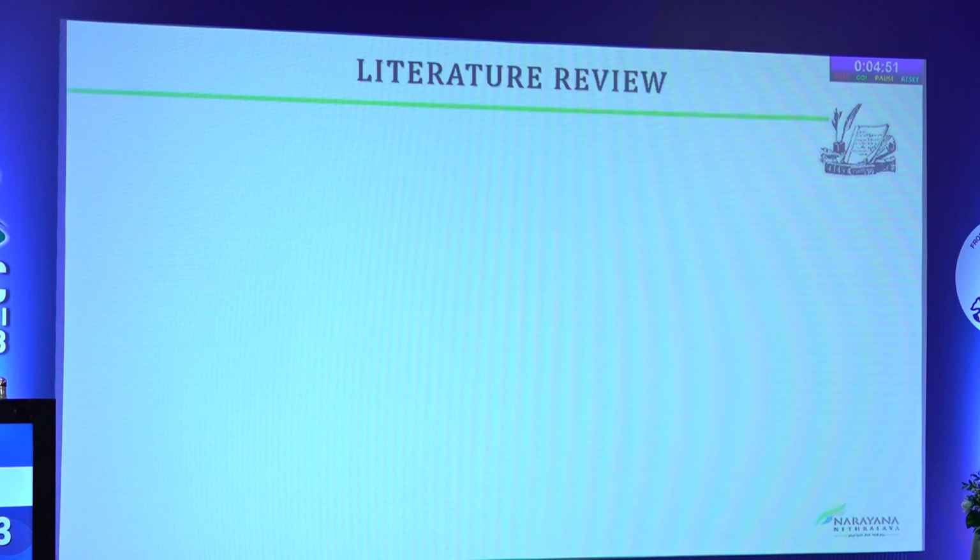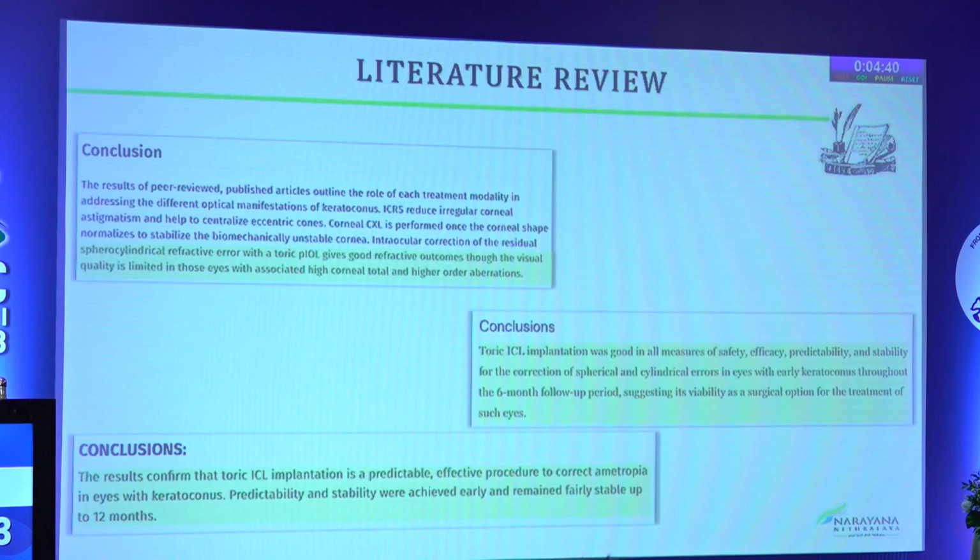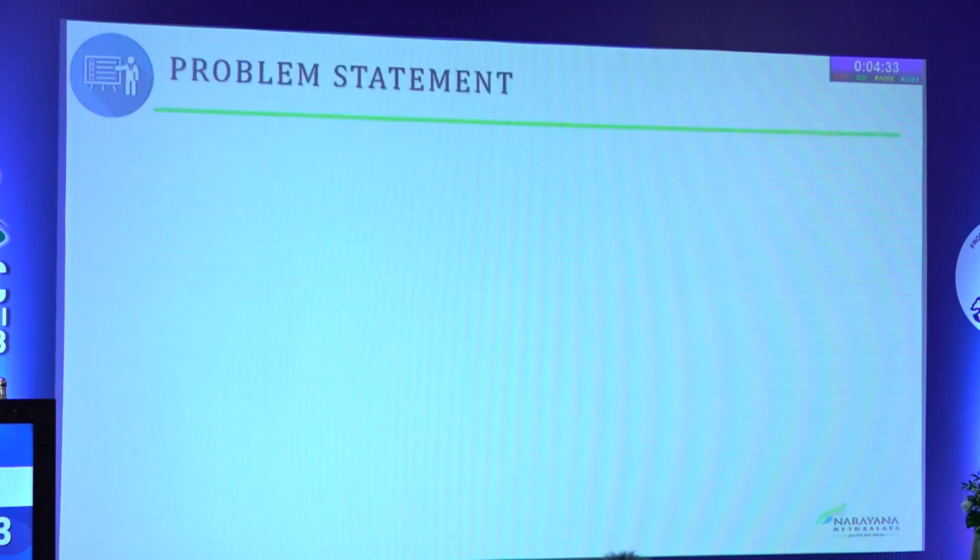We did a quick review of literature, and there are multiple studies showing the use of toric implantable collamer lens in keratoconus for the primary correction of refractive error. We found out that it is highly efficacious. There is high safety and predictability according to these studies.